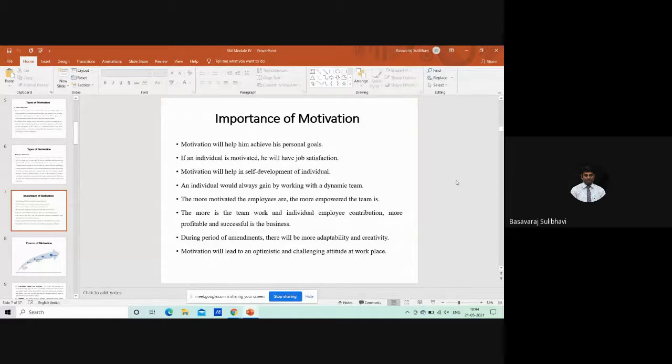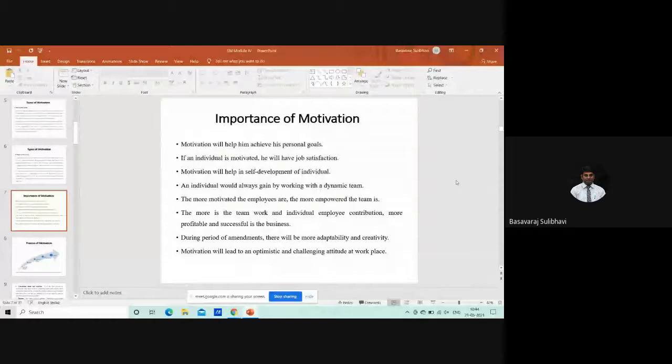So there are many things which we can identify, and accordingly we can set a type of motivation, right? Here we have the importance of motivation for any organization. First, motivation will help an employee achieve his personal goals. If you just recall Henry Fayol's 14th principle, right?